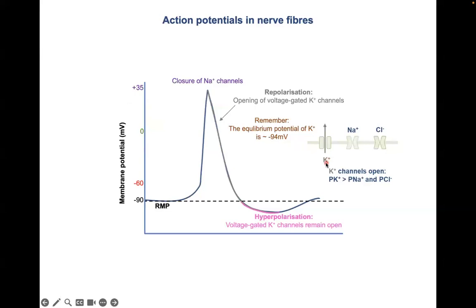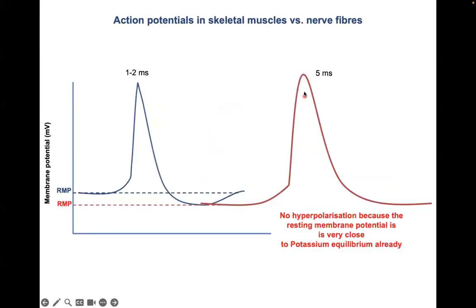of potassium. Now let's see how this compares to the action potential in skeletal muscles. If you take a look at these two, they look identical, but there are some differences. On the left, this is the action potential in nerve fibers. It takes about 1 to 2 milliseconds. In skeletal muscles, about 5 milliseconds or longer.